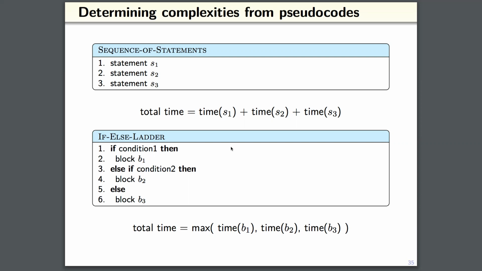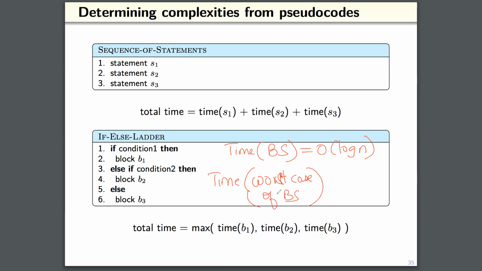Is it theta of log n? No. Why not? Because the program could terminate in the very first step itself. Exactly. So you can say the time taken for binary search is O of log n, or you can say the time taken for the worst case of binary search. That means you have already limited the data distribution, then it is theta of log n. This is the same as saying the worst case time complexity of BS is theta of log n.